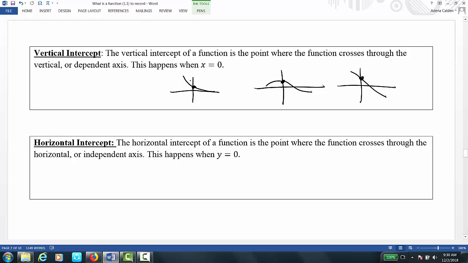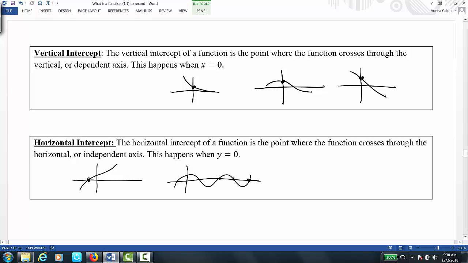The horizontal intercept is going to be where our function crosses through the horizontal or independent axis. This is going to happen when the dependent value equals 0. So for example, if we have a function that looks like this, our horizontal intercept is over here to the left. It's where we cross through the horizontal axis.